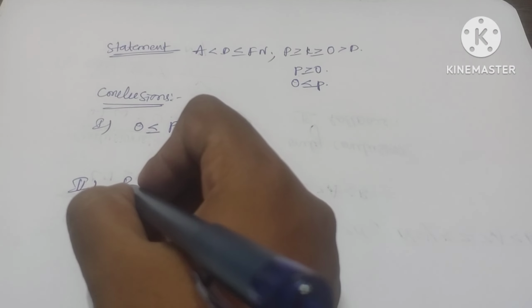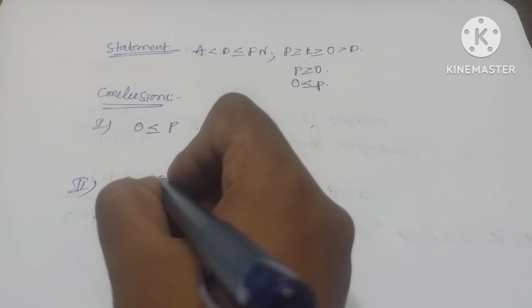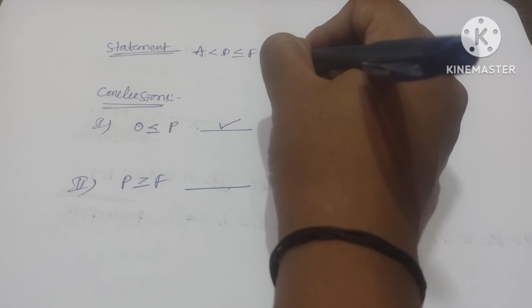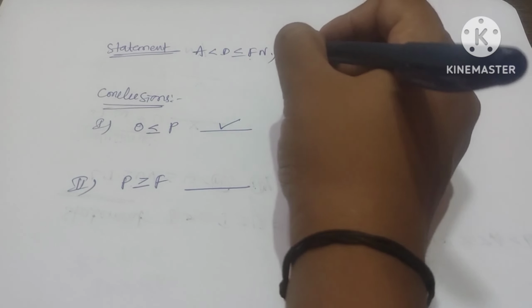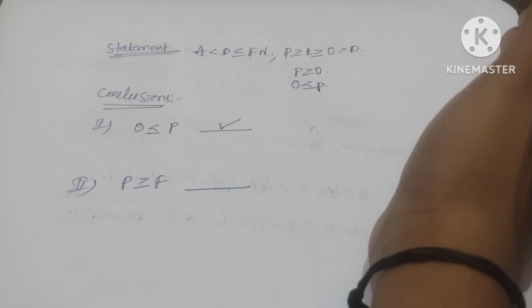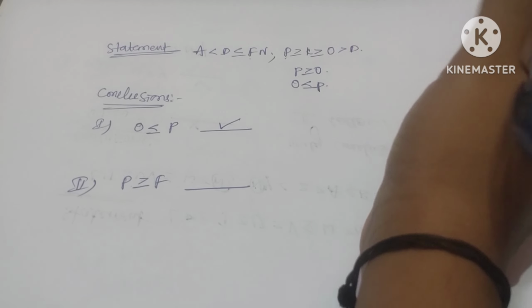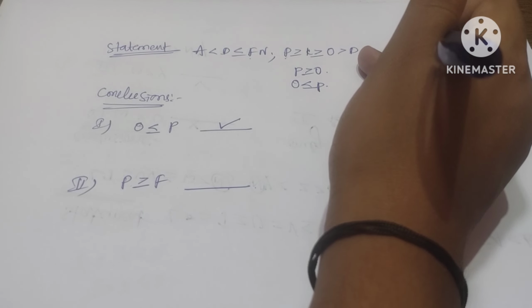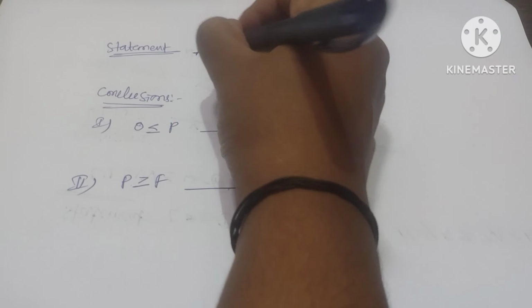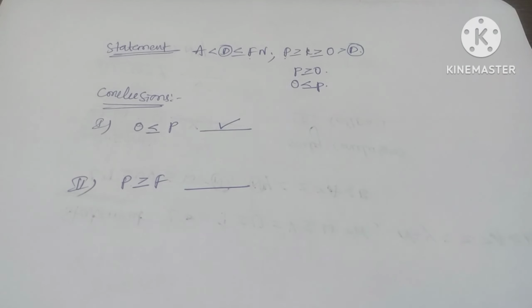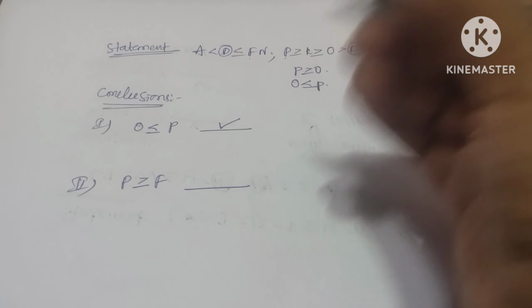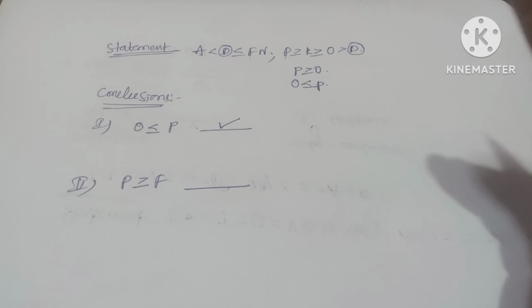Now another conclusion is P is greater than or equals to F. P is in the second statement and F is in the first statement, right? Now we have to take the common letter between these two statements. What is the common letter here? D is the common letter between these two statements, right? Now we have to find if there is any relationship between D and P or D and F, okay?